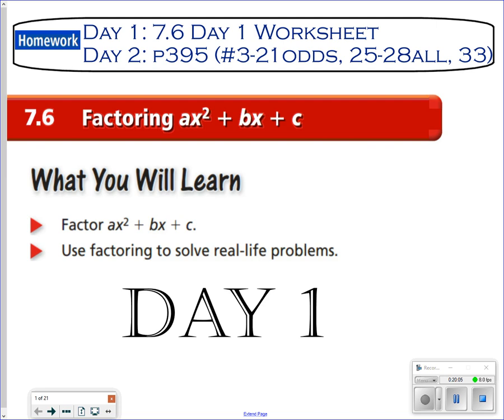This is by far one of the most challenging sections that we deal with because guess and check can be complicated, or factoring by grouping can be complicated. So please make sure that you practice this. If you have any questions, talk to your teacher, and good luck.